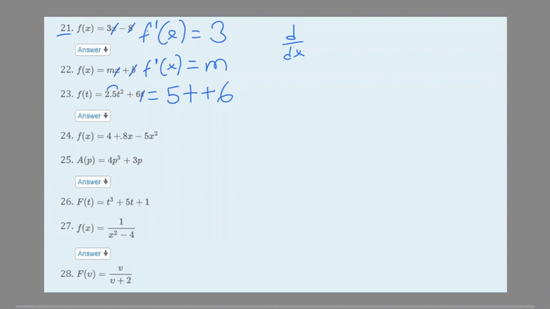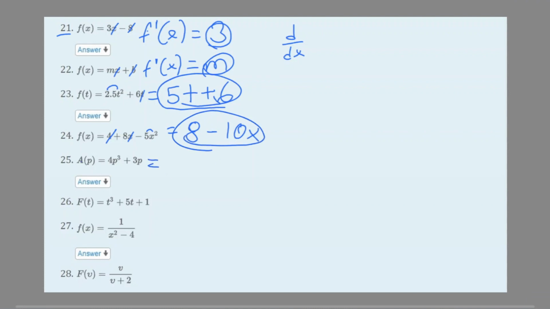Now 24 is f of x equals 4 plus 8x minus 5x squared. So for this, we could just use the power rule. The constant cancels out, x becomes 1, so we get 8, and then 2 multiplies by 5, and the x turns into 1, so we get minus 10x. That would be your answer. Let me circle these.